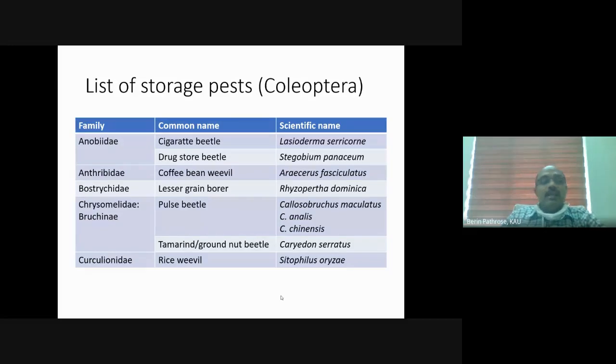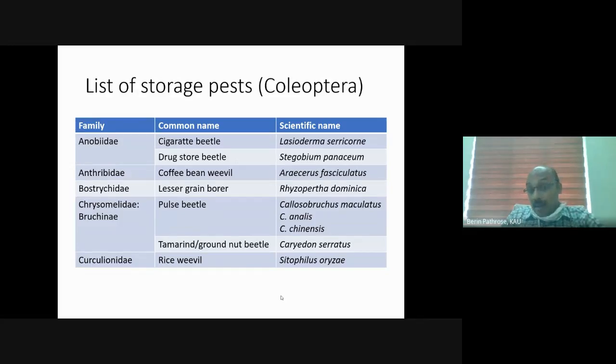The next family is Anthribidae. It's coffee bean weevil, Araecerus fasciculatus. This Anthribidae we normally don't see over here because it's mainly a pest of coffee. Sometimes we have reports of this Araecerus fasciculatus infesting nutmeg. So that's the importance in our area.